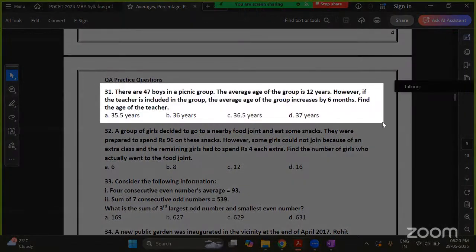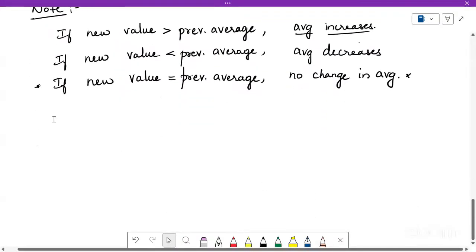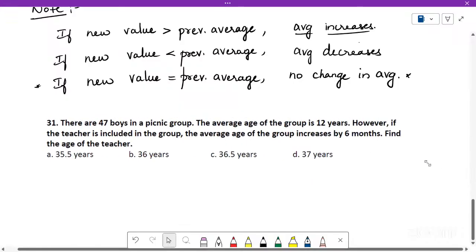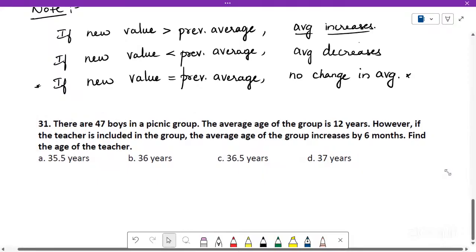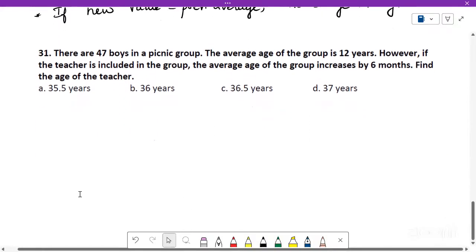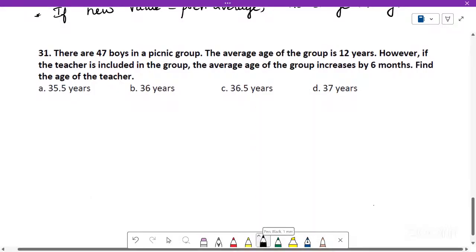We will solve this problem, which is also similar. There are 47 boys in a picnic group. Average age of the group is 12 years. However, if teacher is included in the group, average age of the group increases by 6 months. Find the age of the teacher.